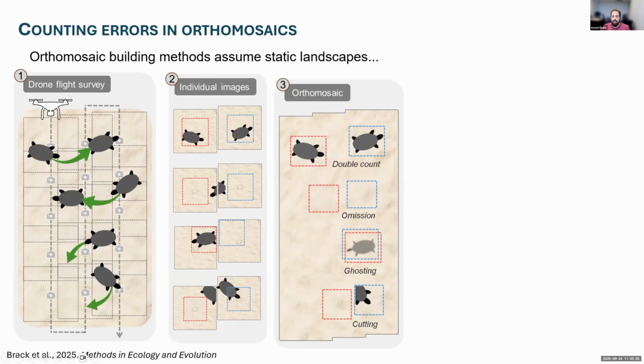For example, we can count an individual more than once. The individual can disappear in the final mosaic, and depending on the method we use, we can have a ghosted animal, or the animal can appear cut in half.